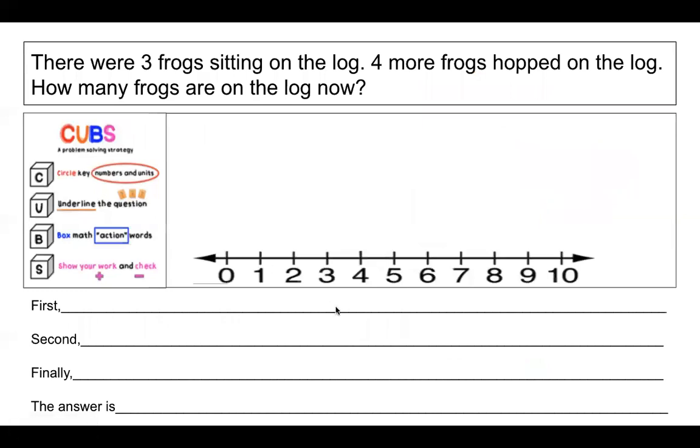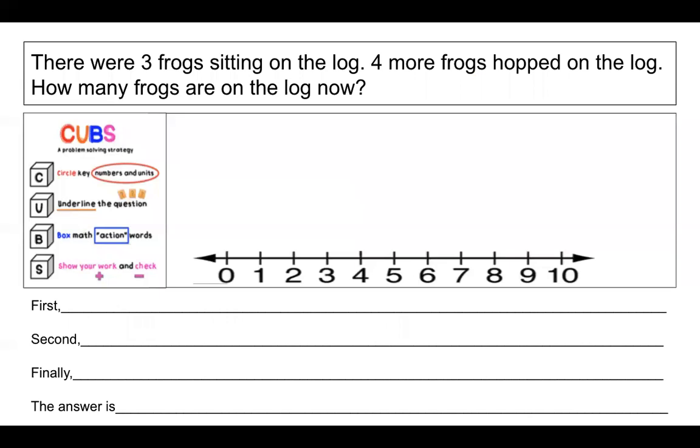In this video, I have simulated a guided math lesson using CUBS to solve a story problem. The first step to solving a story problem is to read the problem. There were 3 frogs sitting on the log. 4 more frogs hopped on the log. How many frogs are on the log now?